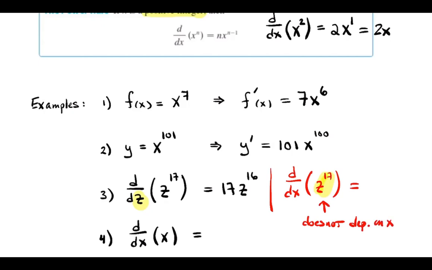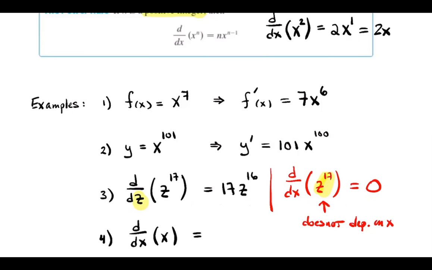It's a constant with respect to x. So if you take its derivative with respect to x, well, the derivative of a constant is 0. So that's a subtle thing, but make sure that you can stop and understand that the derivative of z to the 17th with respect to z is 17 times z to the 16th. But with respect to anything other than z, the derivative is going to be 0, because z to the 17th only depends on z.